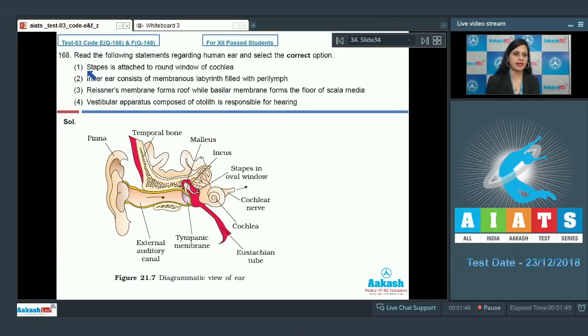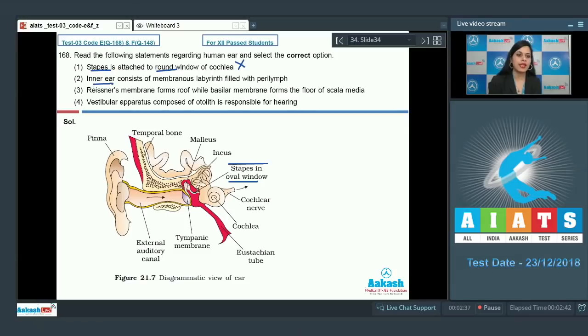Question number 168. Read the following statements regarding human ear and select the correct option. The very first statement given is stapes is attached to round window of cochlea, and this is an incorrect statement because as you can see here, the stapes, which is the bone in the middle ear, is in contact with the oval window and not with the round window.